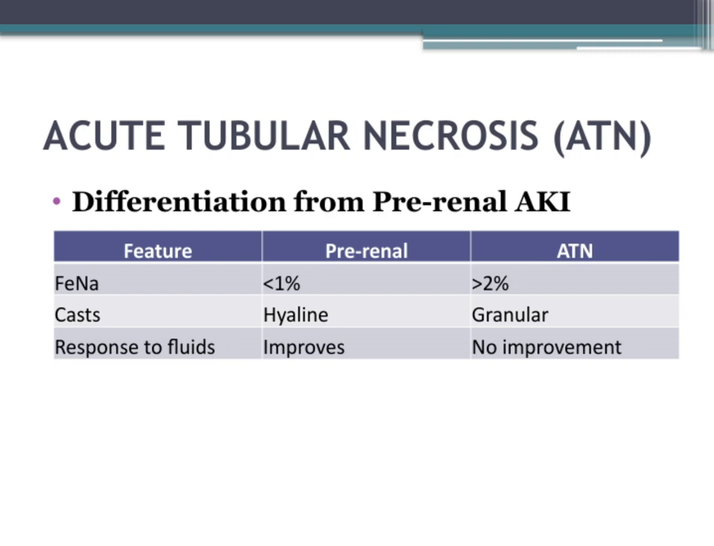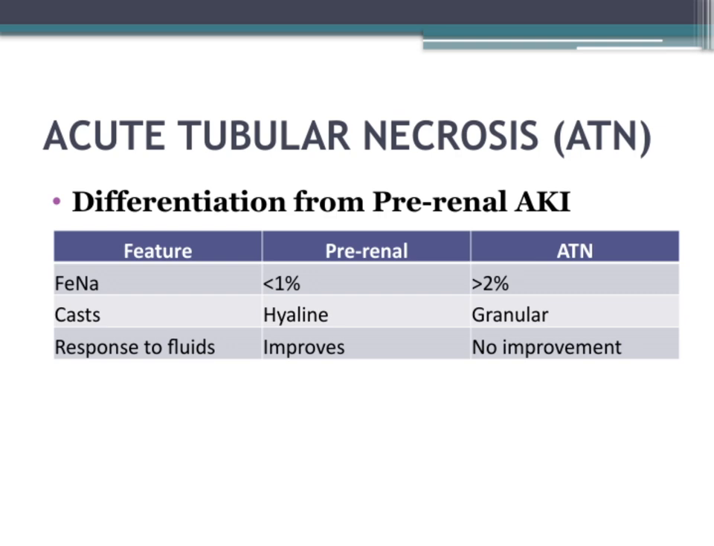Next, let's consider the casts seen in the urine. Hyaline casts are common in prerenal AKI, often reflecting concentrated urine but not necessarily damage. However, in ATN, granular casts are more prevalent, signaling damaged renal tubules shedding cellular debris.